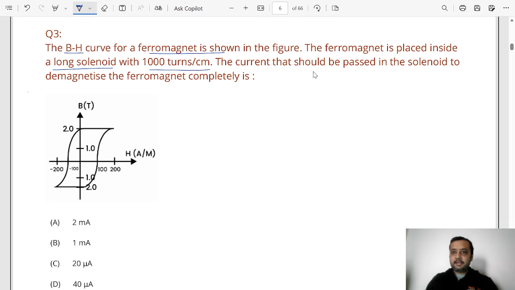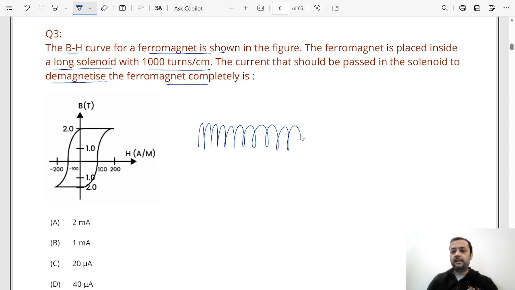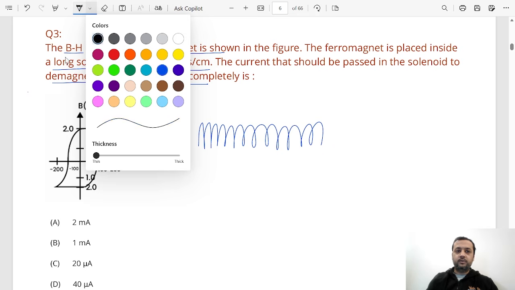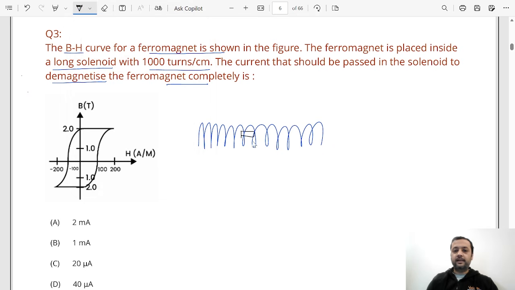Okay, the current that should be passed in this solenoid to demagnetize the ferromagnet completely. So what is happening here is basically, there's a solenoid. Inside this solenoid you have kept a ferromagnet, and we want to demagnetize it. Now look at the BH graph.